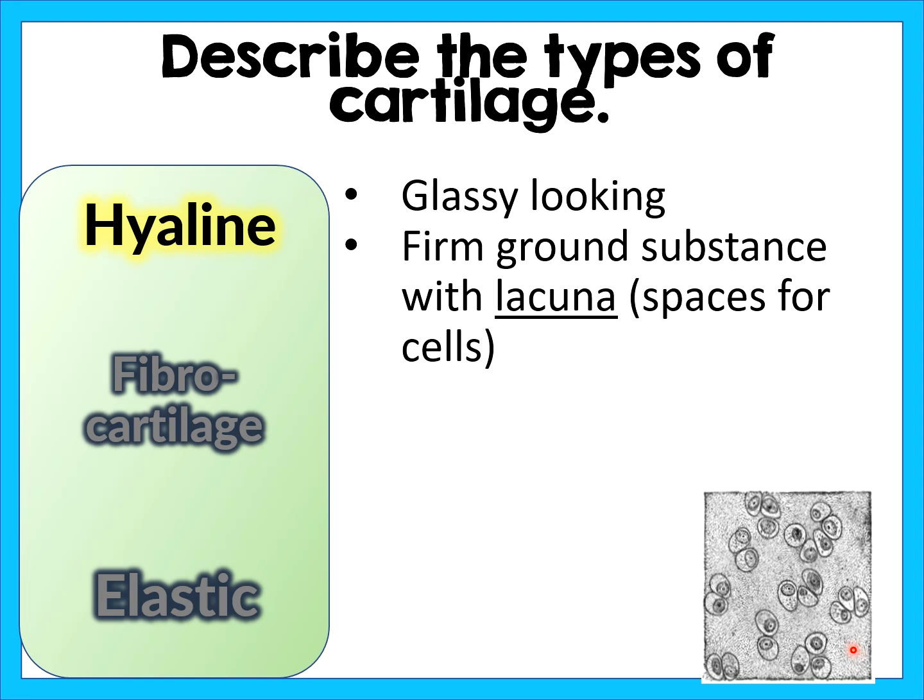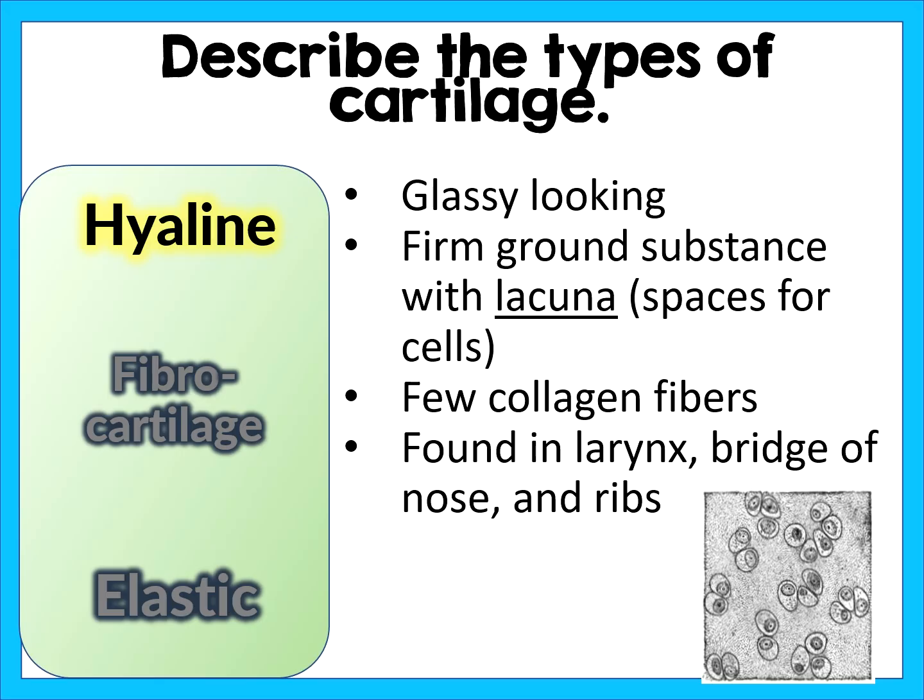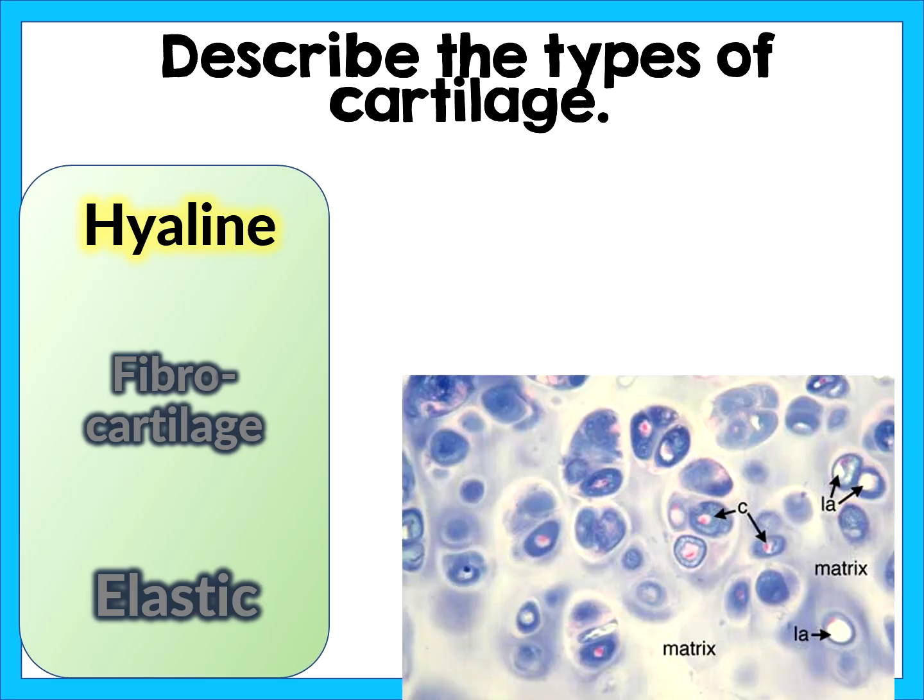So a lot of times when we look at this under the microscope, that ground substance is a pretty purple color, and it does look pretty transparent or clear. And that is because there are very few collagen fibers running through it, but there are some. So we find this in the larynx, in the bridge of our nose, in our ribs.